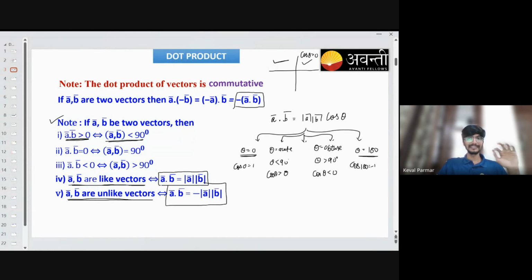If cos theta is less than 0, तो यहाँ पे cos theta की जगह पे क्या जाएगा? Less than 0. So that means A bar dot B bar will also be less than 0. Correct? I hope it is clear.